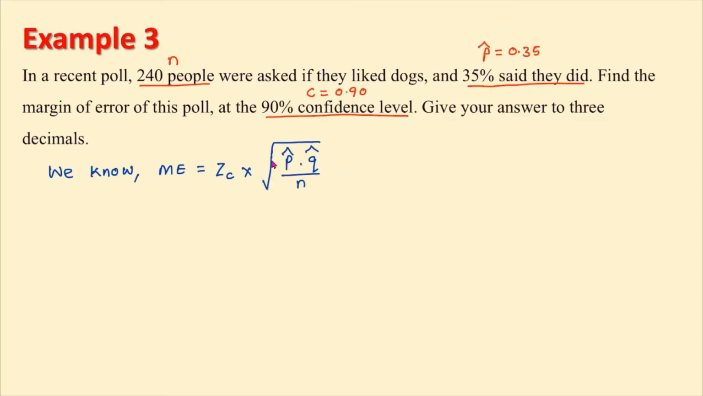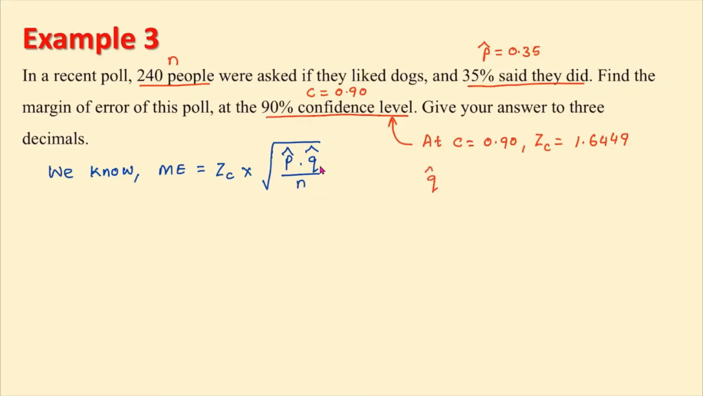If we look carefully here, the first thing we need is Z critical. What we know from example 1 is that here we are talking about the 90% confidence level. So at C equal to 0.90, or at 90% confidence level, Z critical is 1.6449. This is from example 1. If you need to review that, you can go back to example 1 and watch it again. So we have Z critical. Also, we have P hat here. P hat is 0.35. The next thing we need is Q hat.